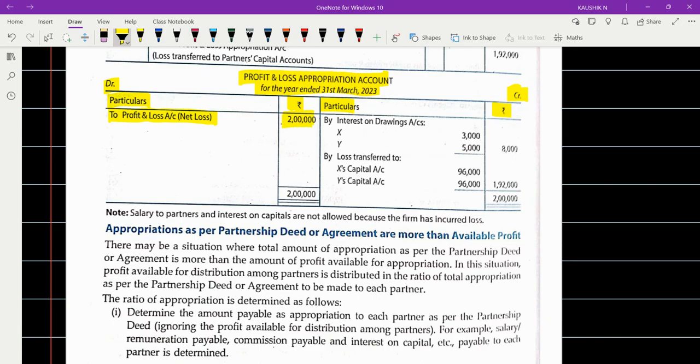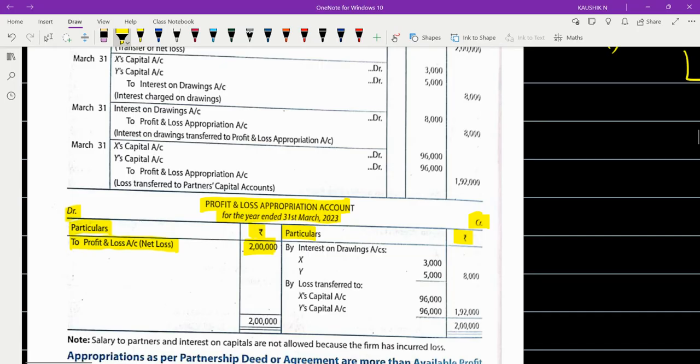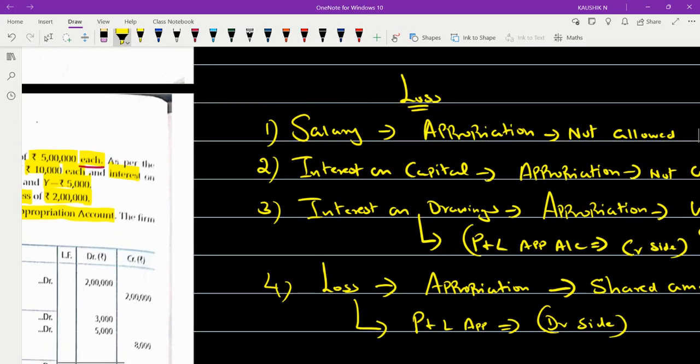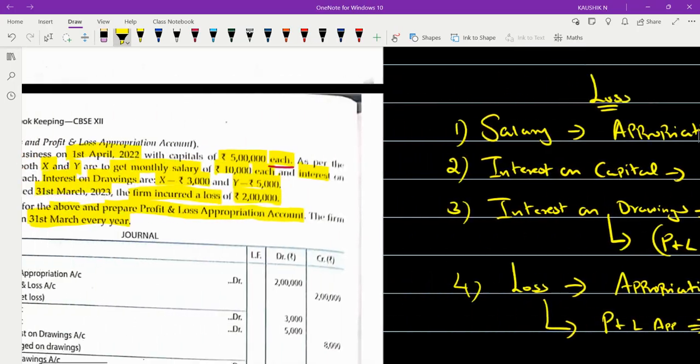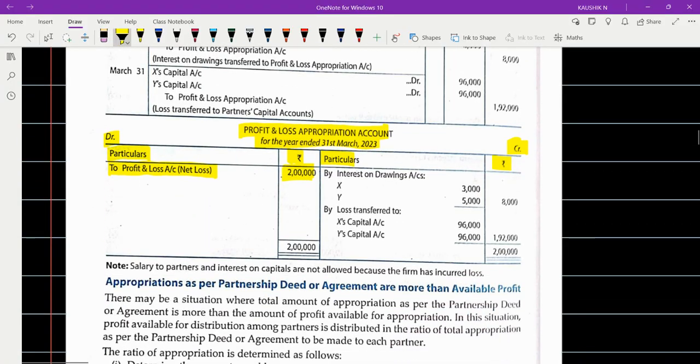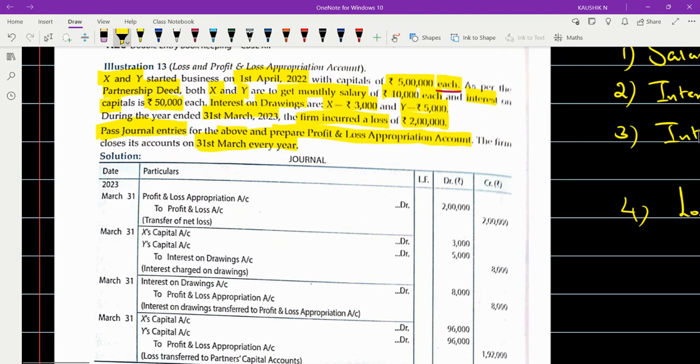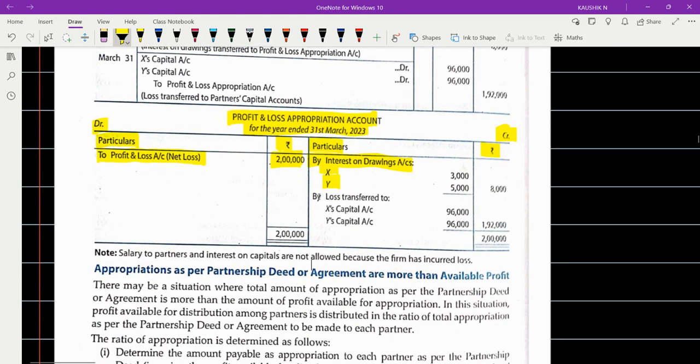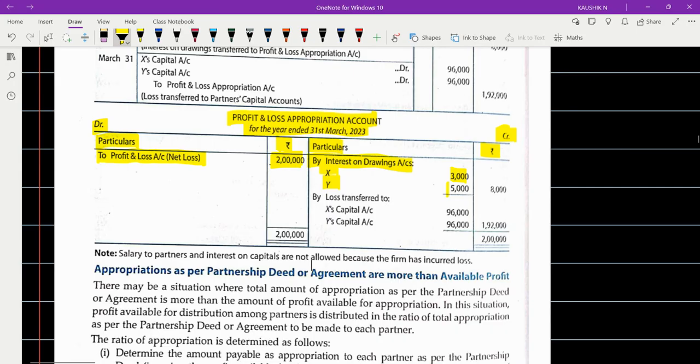Clear? The next one, you have interest on drawings. We have clearly mentioned and came to a conclusion that interest on drawings will be charged, so you can provide it. Here you record interest on drawings account for X and for Y. The question itself has given very clearly 3,000 rupees and 5,000 rupees, so that amount you are going to record. 3,000 and 5,000 altogether becomes 8,000.